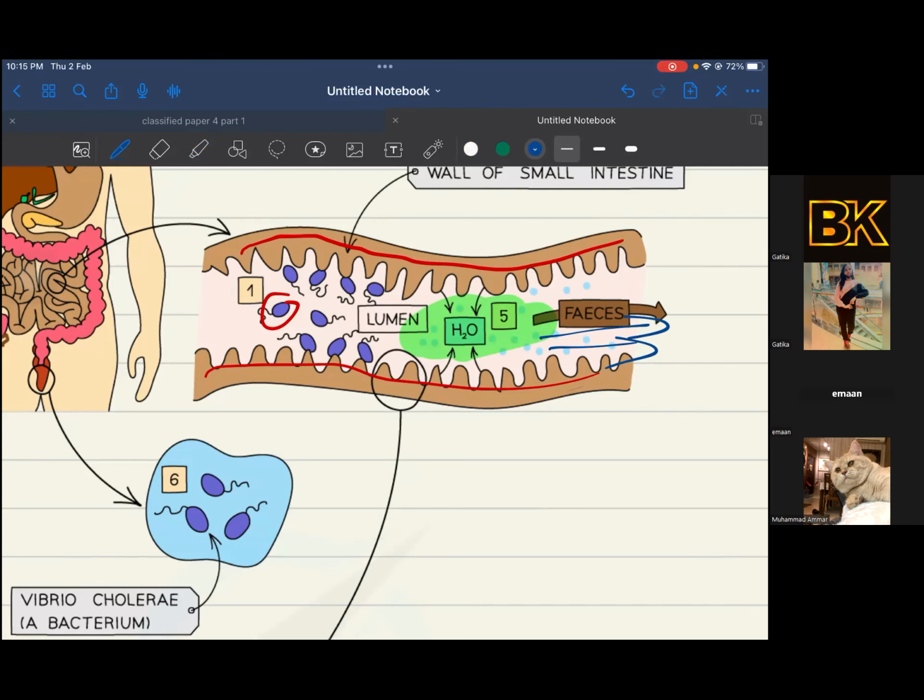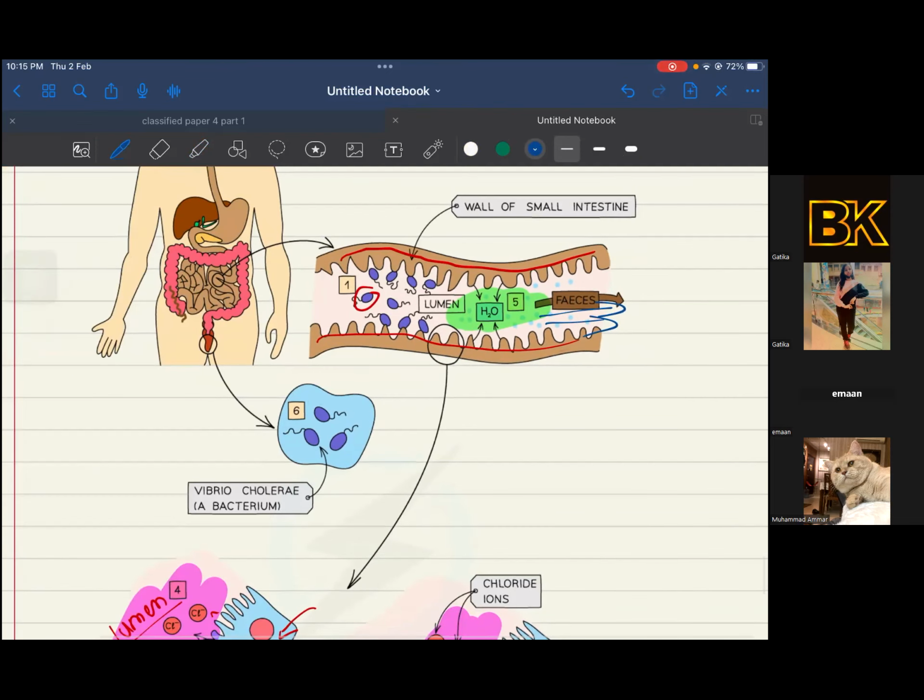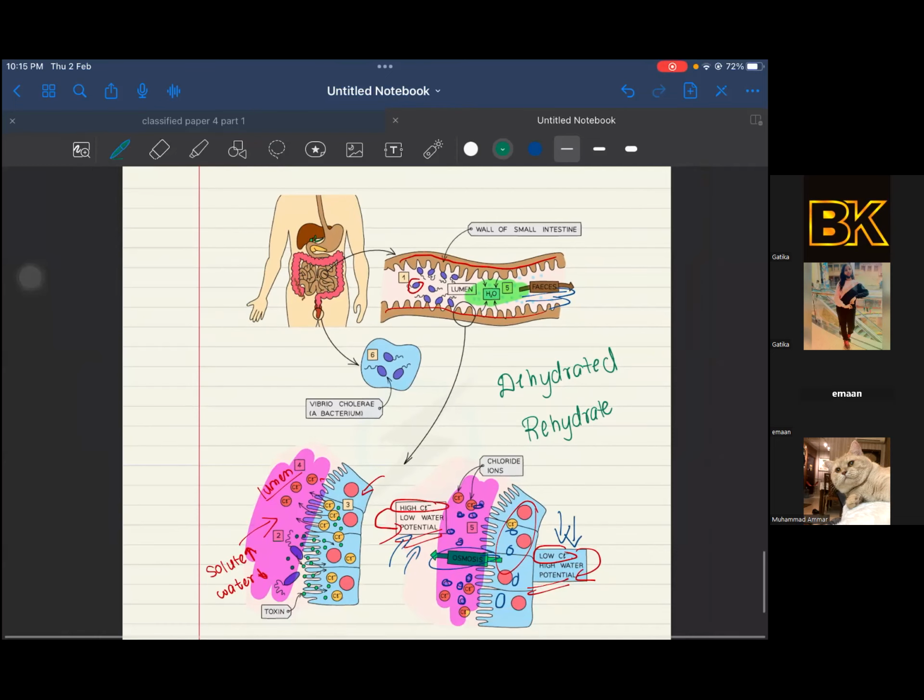Yeah. Now, of course, if the water molecules are going out, our body gets dehydrated. That is why we use oral rehydration therapy to rehydrate it. That is the thing you should understand.